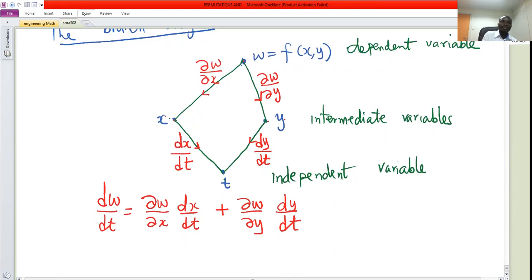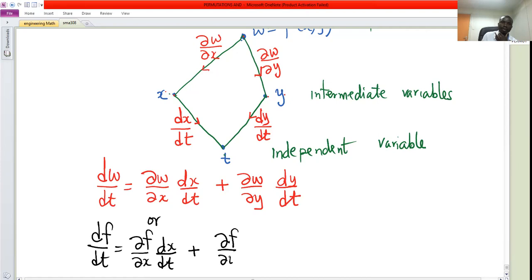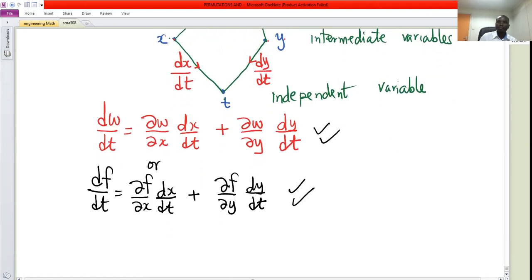Or you can put it in terms of f, because W is a function, so that rule can just be stated as df/dt equals partial f partial x dx/dt plus partial f partial y dy/dt. So this is how we state rule number one for the chain rule.